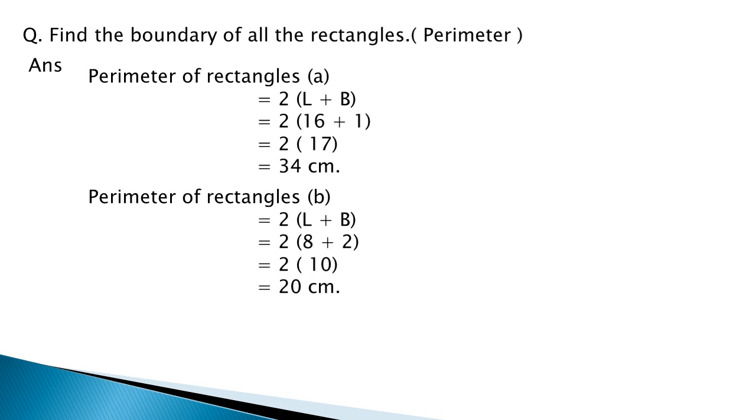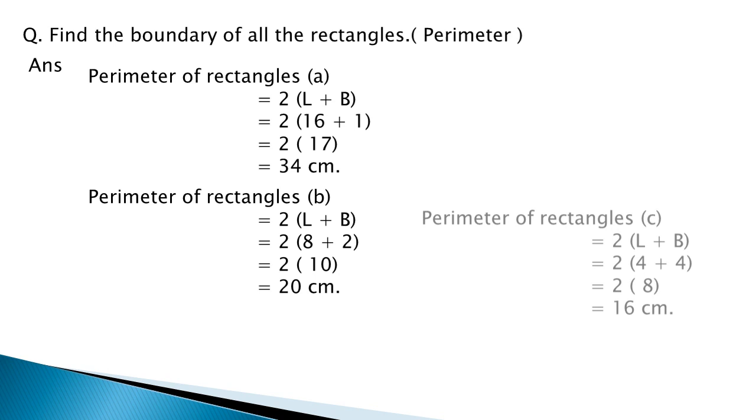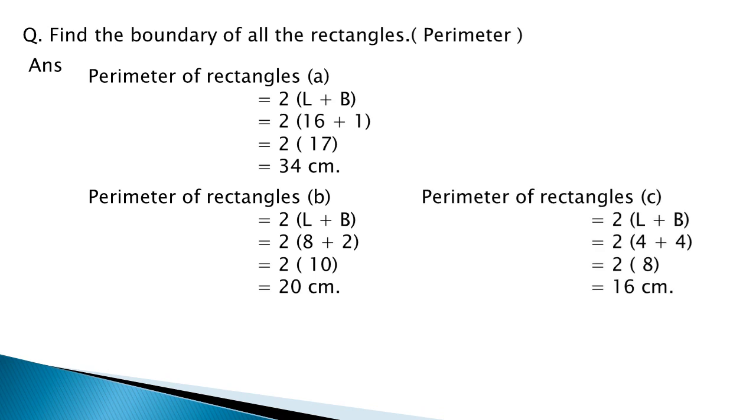Now you can find this out by your own, and you will get the answer like this. Perimeter of rectangle C is equal to 2 into length plus breadth. Again, same process. Length is 4, breadth is 4, so 4 plus 4 is 8. So 2 multiplied by 8 is equal to 16 centimeter.